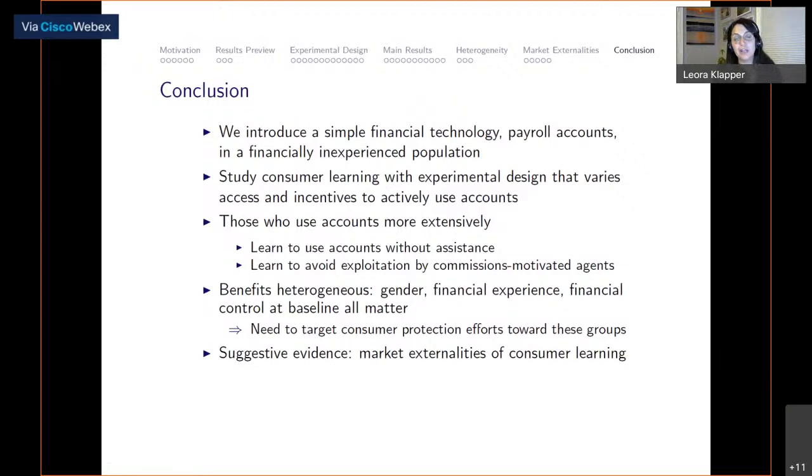We also find, in the machine learning exercise, that the benefits are largest for women and for those with less financial experience at the baseline. And again, we should target our consumer protection efforts towards these groups, and there is suggestive evidence of externalities for the whole community. And before I finish, I'll just mention for a moment some additional work that we've been doing.